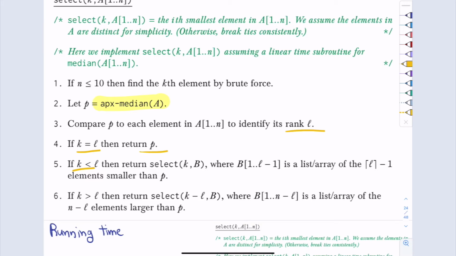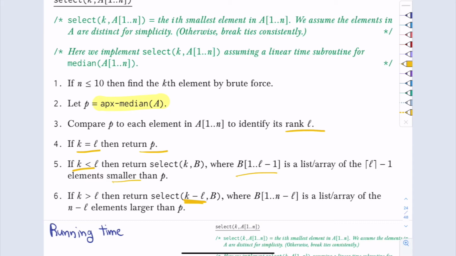If the rank I'm looking for turns out to be less than the rank of this approximate median, I need to look at the smaller elements. So I assemble the smaller elements and I recurse. Or if the rank I'm looking for is bigger than the rank of this approximate median, then I should assemble all the bigger elements and recurse. Again, though, I'll update the rank in the subproblem. If I was originally looking for the 75th number, but the median had rank 50, I'm now looking at rank 25 or 24, depending on the fence post.